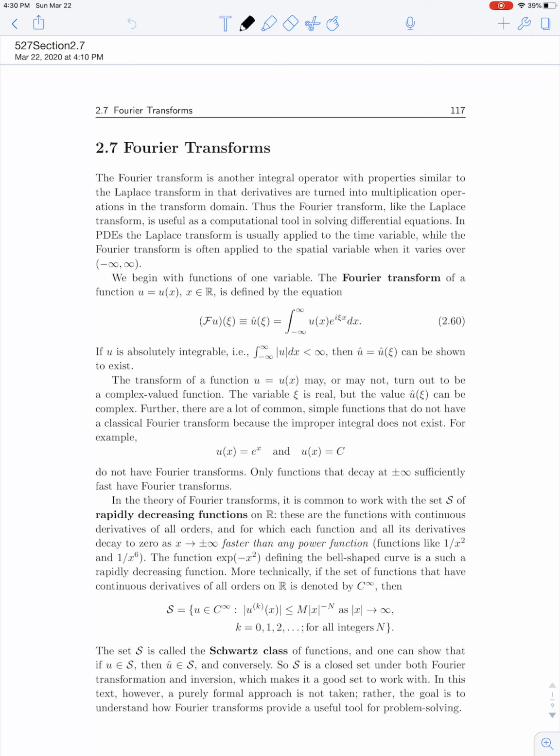Okay, so we are now going to cover section 2.7. That is the main thing that we are going to cover today.